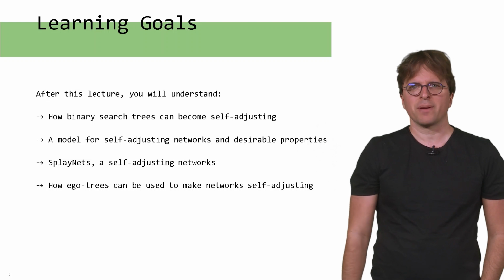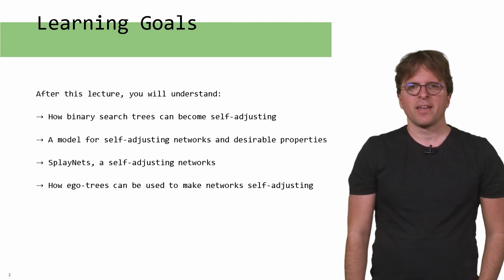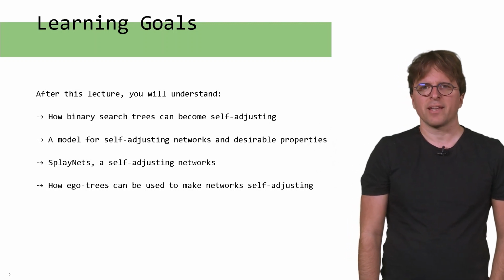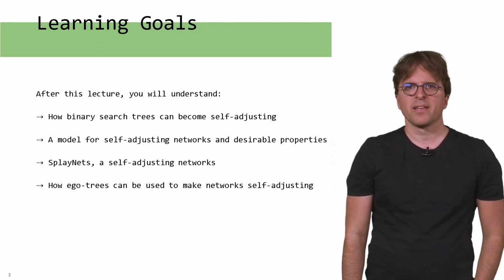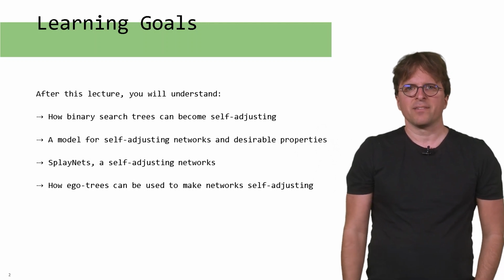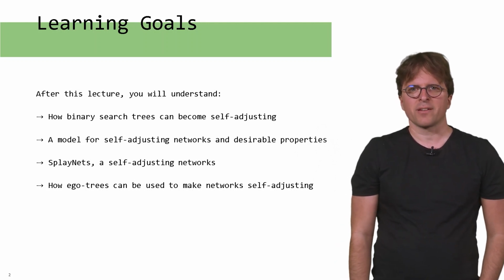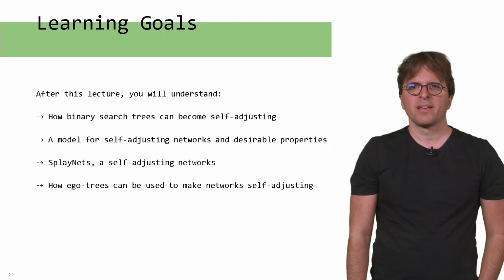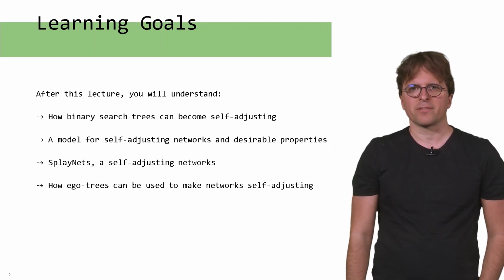So we need to remember some of these concepts. And then we build upon it for building self-adjusting networks. And we also discuss desirable properties. And then we learn about one specific self-adjusting network, which is called SplayNet. And we'll study their properties, their algorithms, and finally we conclude by revisiting the ego tree concept and also see how that can be used for building another type of self-adjusting network.